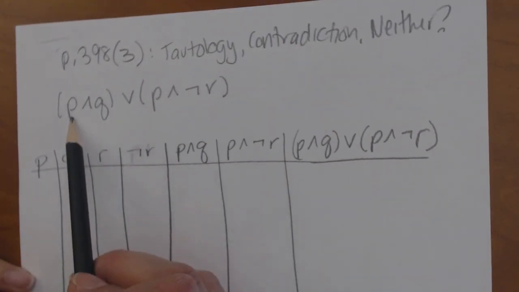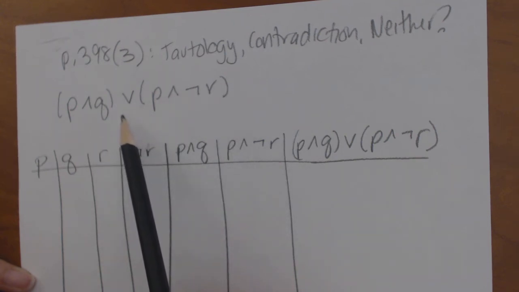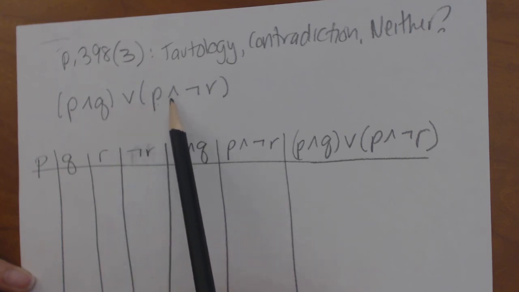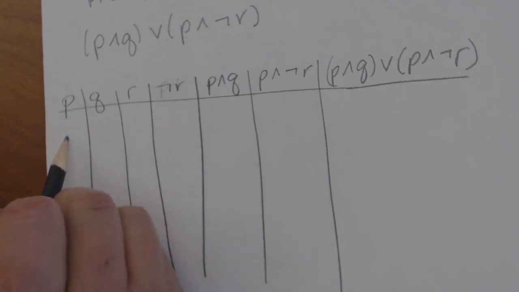Here we go. We have, if P and Q or, sorry, not if. I was so used to doing those ifs. P and Q or P and not R. So now we're introducing that third letter. So we're going to have more choices.